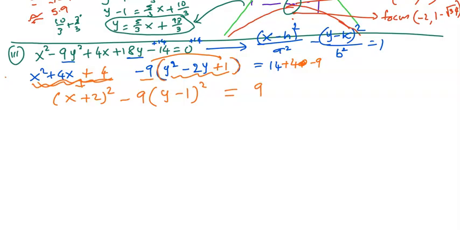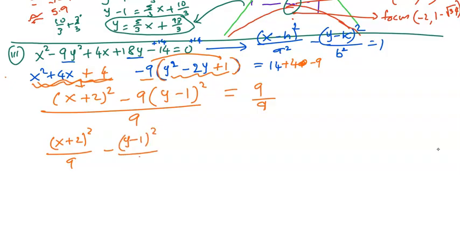Okay, nice number. Now I want to make the right side 1, so divide by 9 here and divide by 9 on the other side too. That's how I get (x plus 2) quantity squared over 9 minus (y minus 1) quantity squared, equal to 1. Here it doesn't matter which one is bigger in the denominator. As long as the x part is positive, that means it opens in the horizontal direction, right?